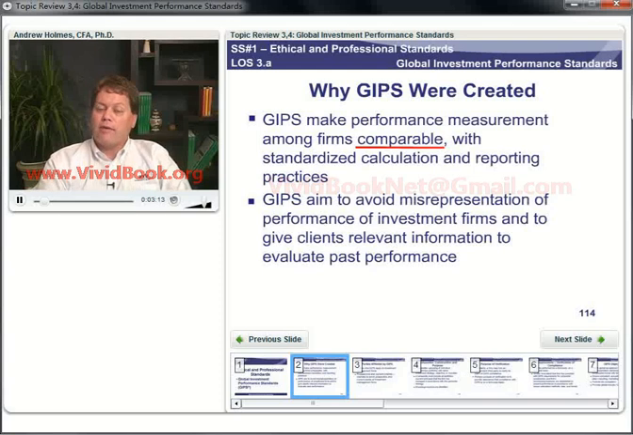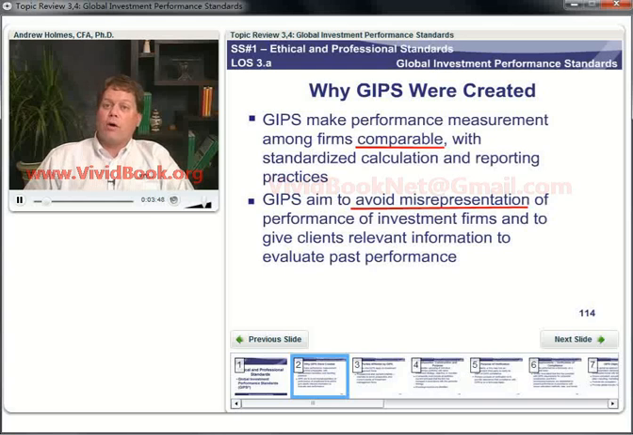The point of having a GIPS compliant presentation, or if all of the people vying for the business were compliant with GIPS, we would have much more standardized presentations, and it would be much easier for the typical investor to be able to determine who in fact has the best performance and who has the best prospects of having good performance in the future. So the aim here is to avoid misrepresentation when we are talking about the performance of an investment firm, and to give the clients the relevant information to evaluate past performance.